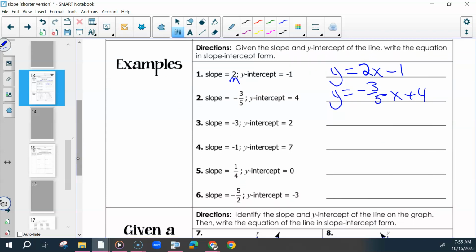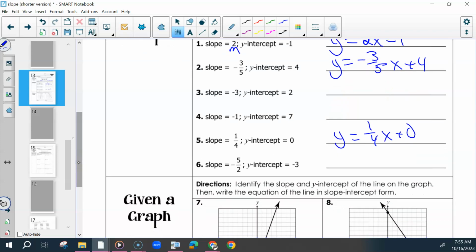What about number 5? How would we write that one? Y equals -3x plus 2. Oh, number 5. Y equals 1/4 x, that's it, because it's 0. So you can write this one of 2 ways. Either like this, or you can put plus 0. Either or, it does not matter. Are there any others in that section we want to go over, or have questions about? Right. We're going to skip 7 and 8.